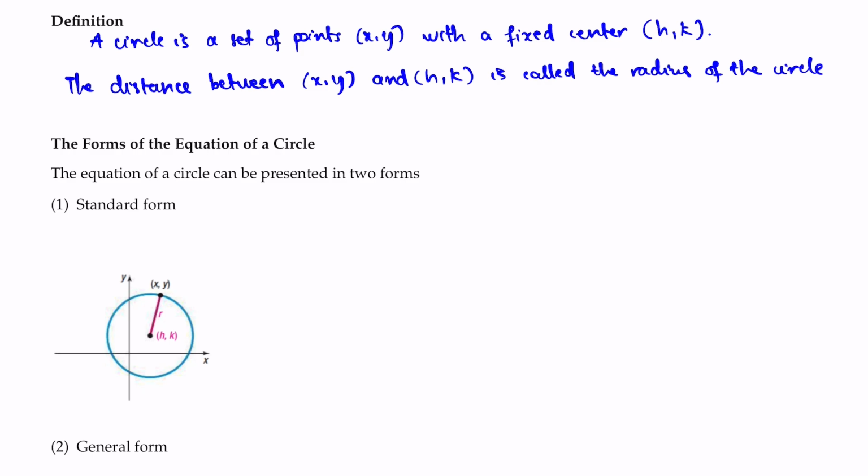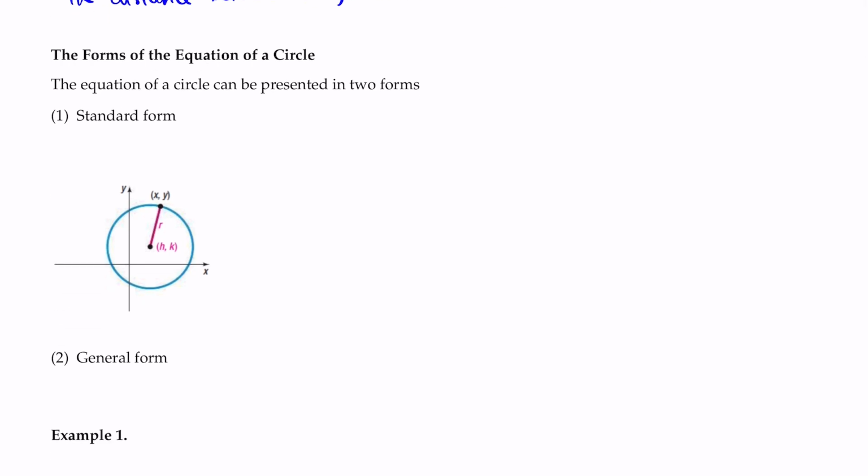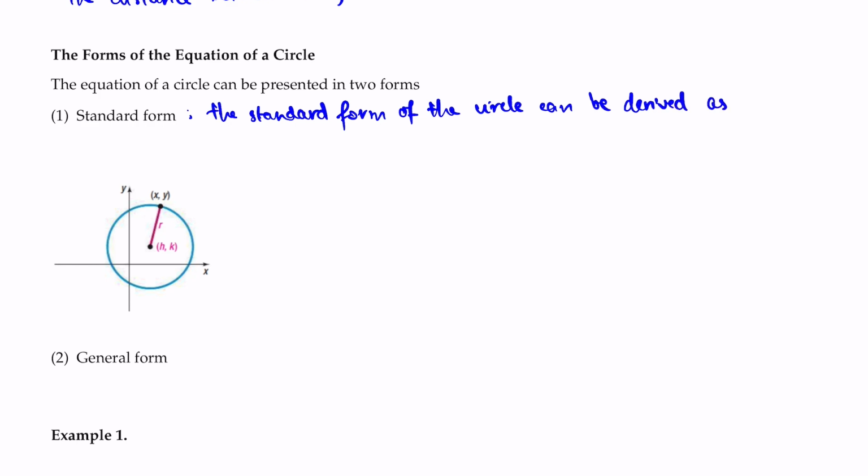Okay. Now, again, you have two forms that you can work with a circle, that is the standard form and the general form. So the standard form of the circle can be derived as follows. If you go back to lecture 4 when we talked about the distance and midpoint formula, given 2 points, you can find the distance between the 2 points. Similar to that idea, you can apply it to find the distance between the 2 points x, y and h, k. So you have the distance to be the square root of x minus h squared plus y minus k squared.